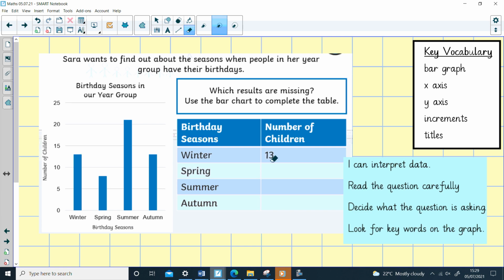So the next one that I need to fill in is spring. So I find spring on my axes here, on my x-axis, and I'm looking up. Now again, it's not a multiple of 5, so it's not level with the 5 or the 10, so I've got to work out where it would be, and I think it's more than halfway, so I'm going to say that 8 children had their birthday in spring.